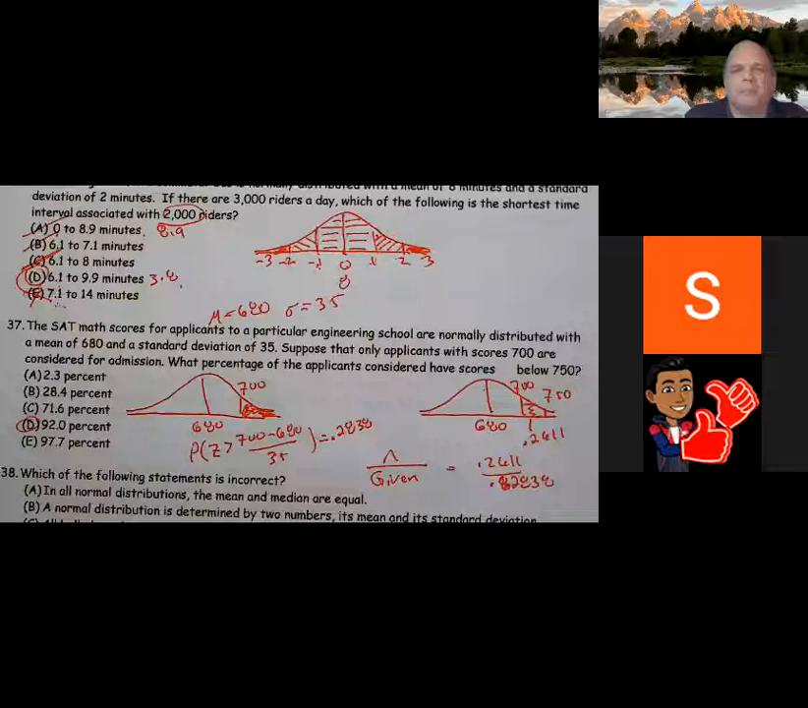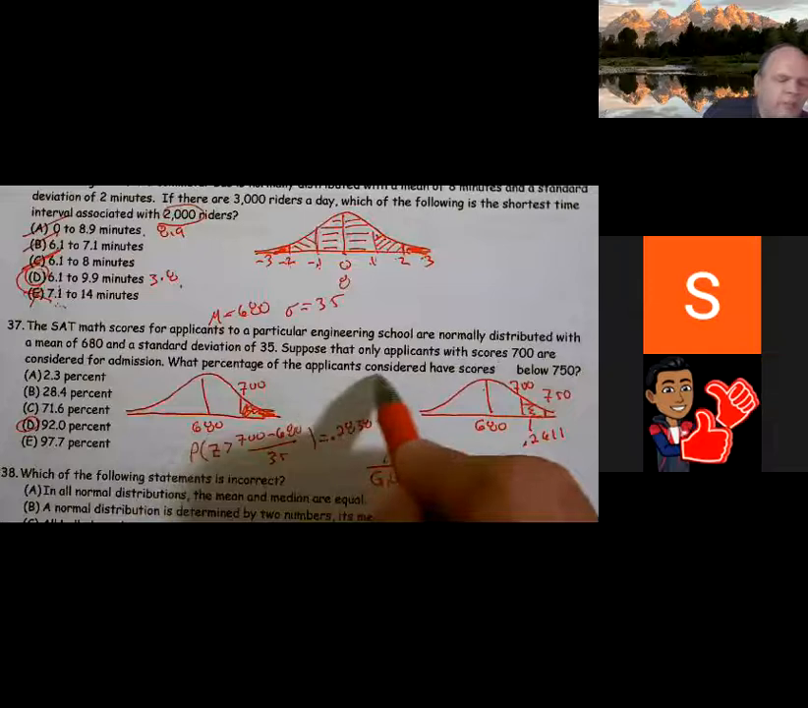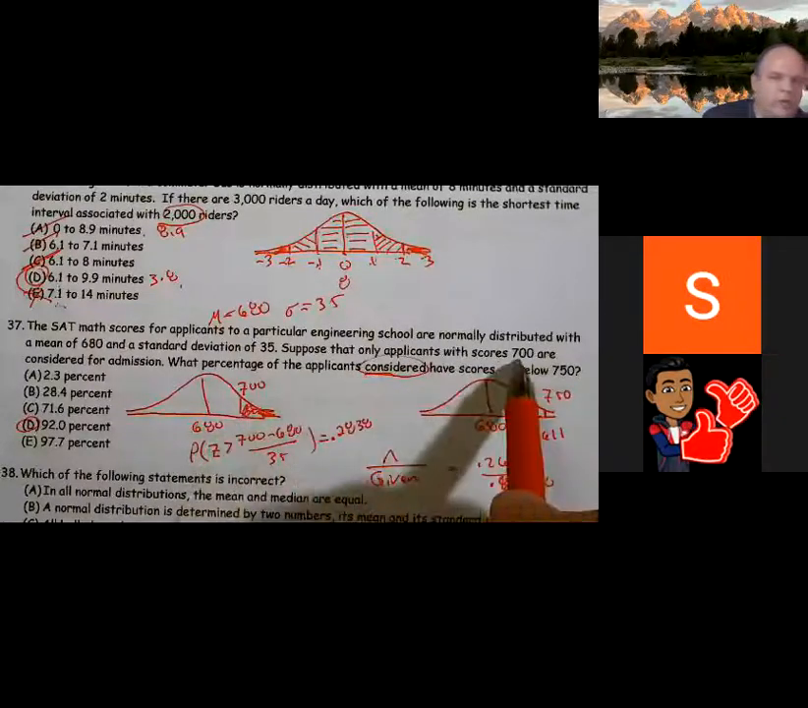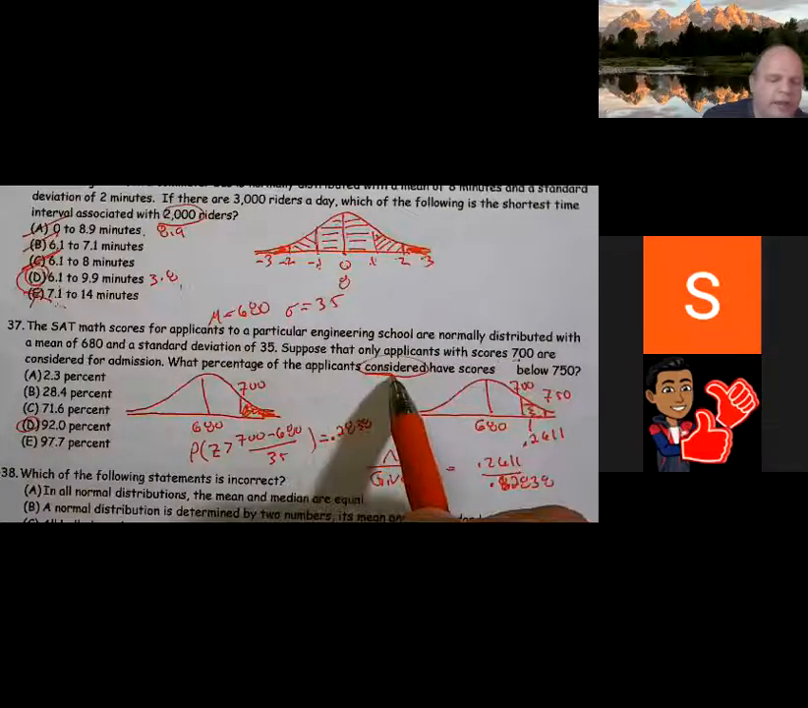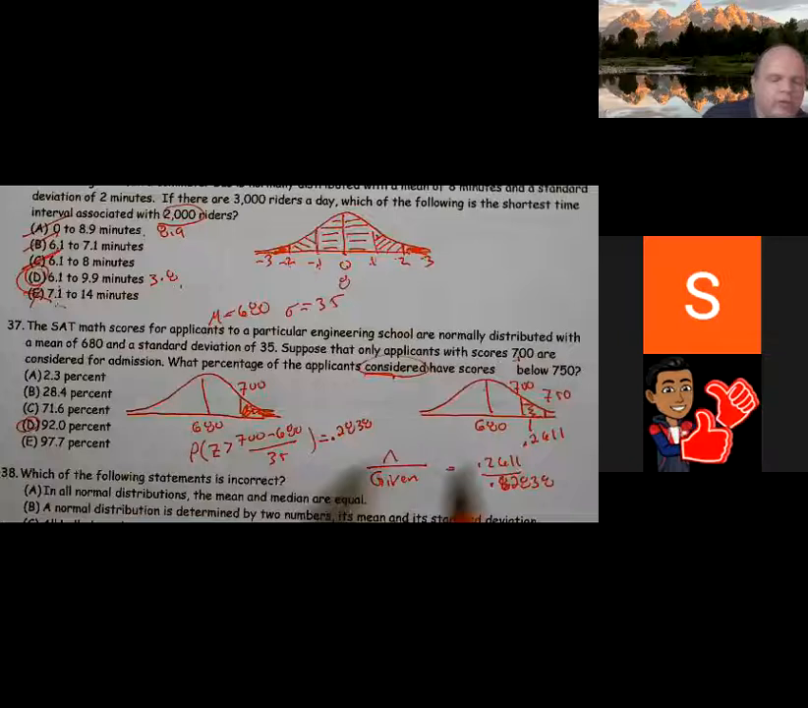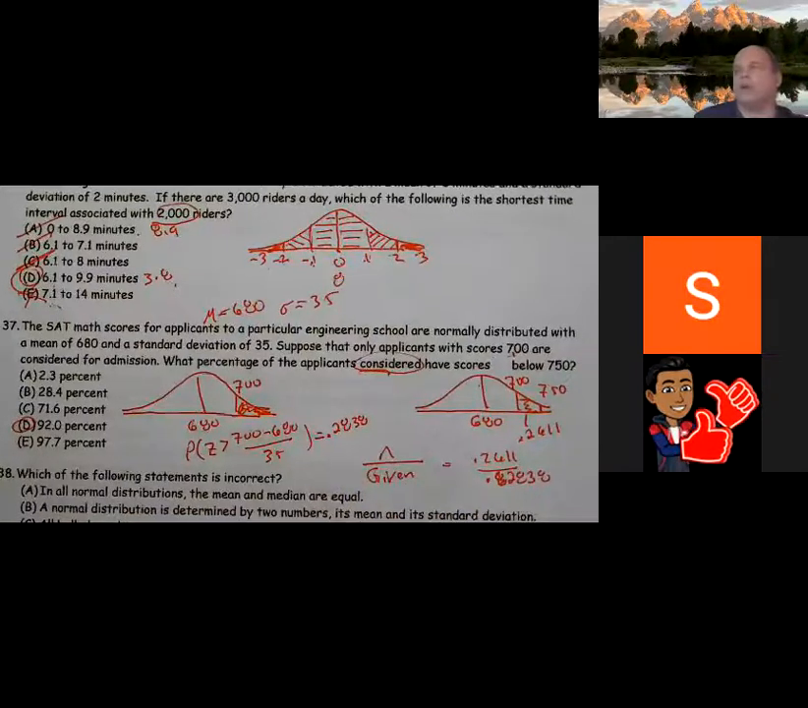And some people are going, well, how did you know it was given? It says what percentage of applicants considered, and it says only those with scores of 700 or above are considered. So since I knew that they had to have a 700 to be considered, that was a given situation. And remember, if you have a given, it's always the intersection over the given.